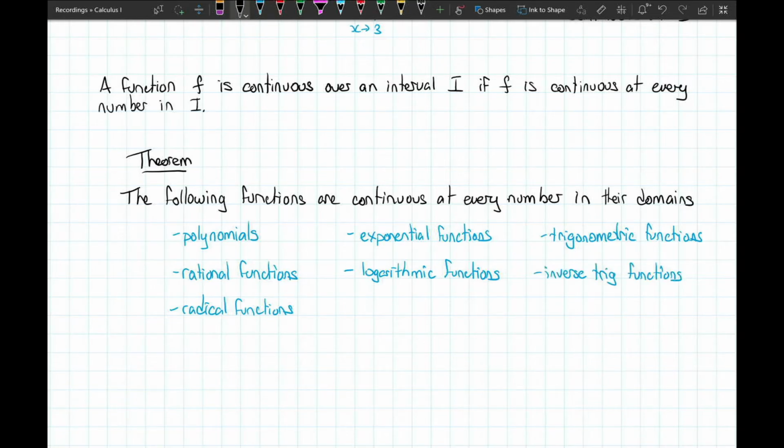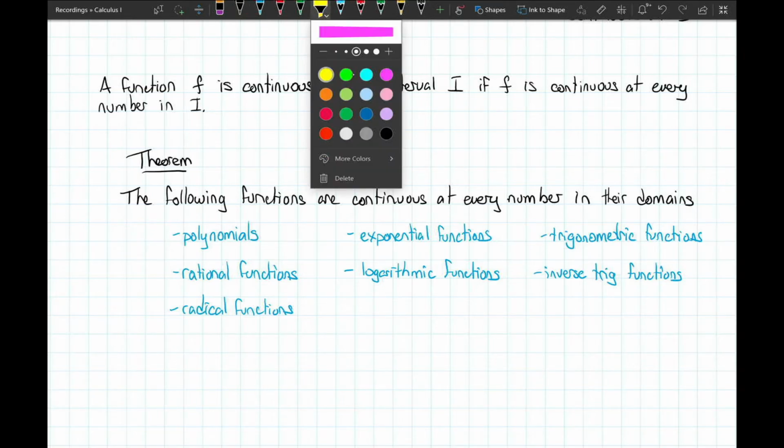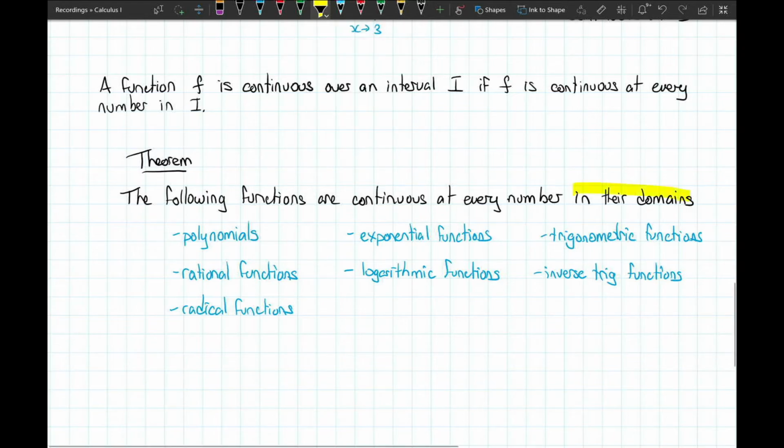Now, you might be thinking, hold on a second, I definitely know that tangent is a trigonometric function and it has discontinuities. And wait a second, logarithms have a big asymptote as well. They have a discontinuity. And what about radicals? I mean, you can't even take the square root of a negative number. Well, that's where this part here is much more important than you'd think. It's in their domains.